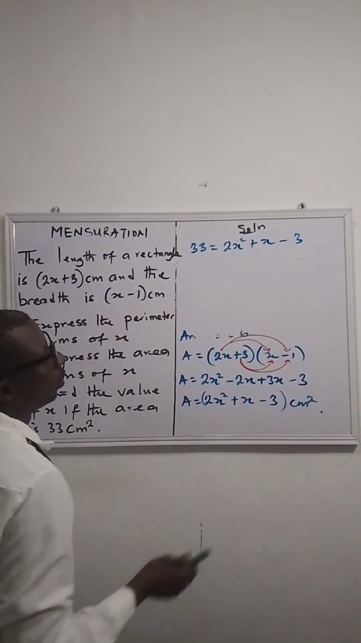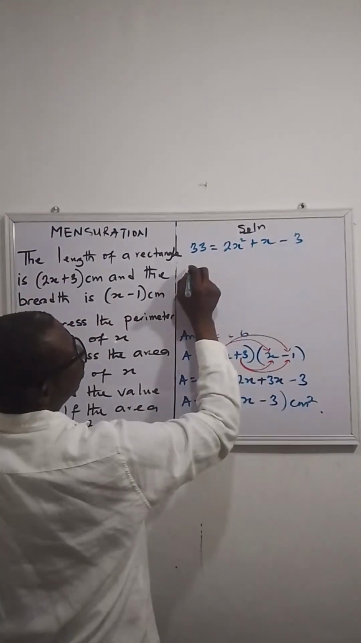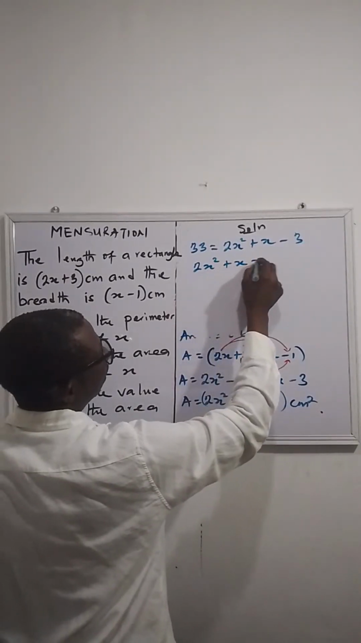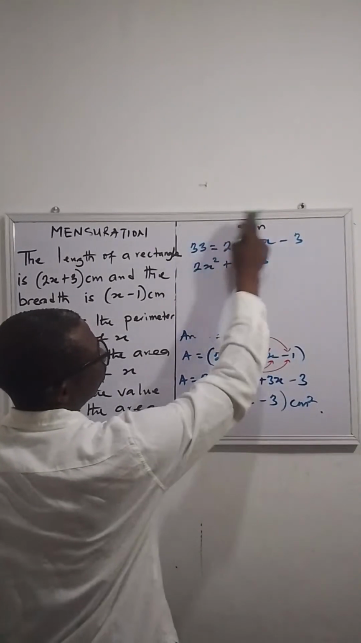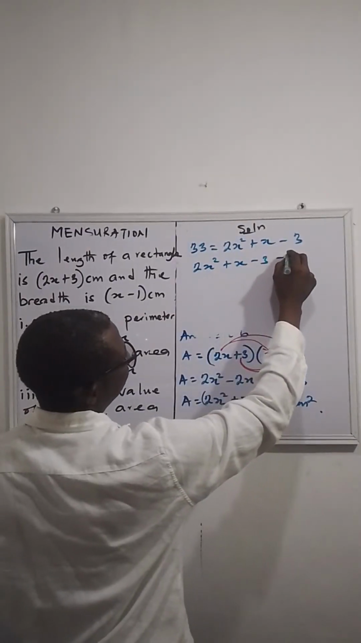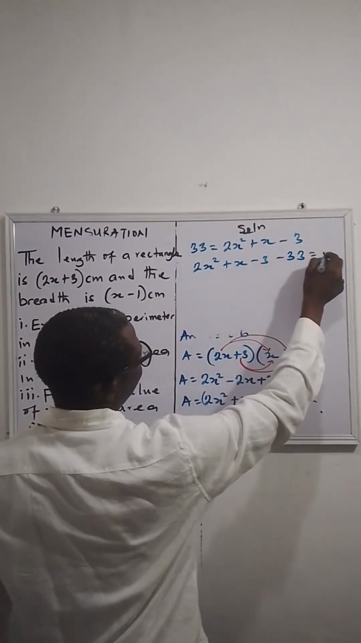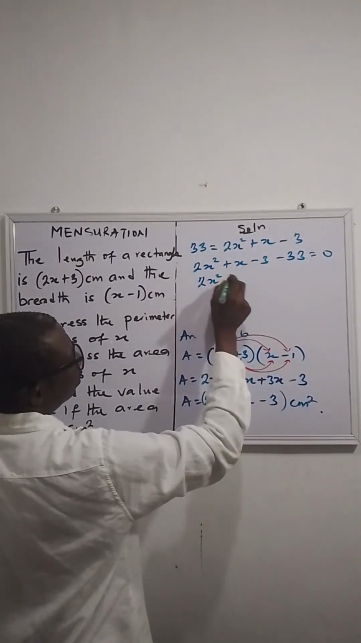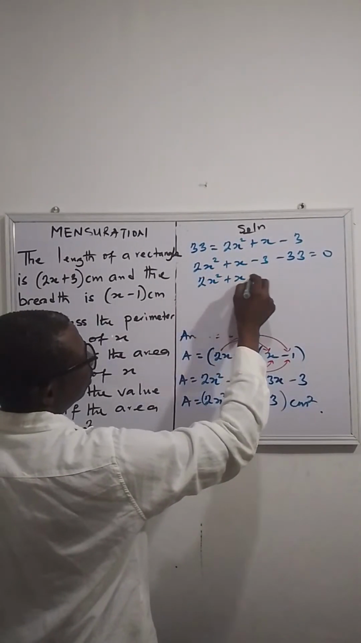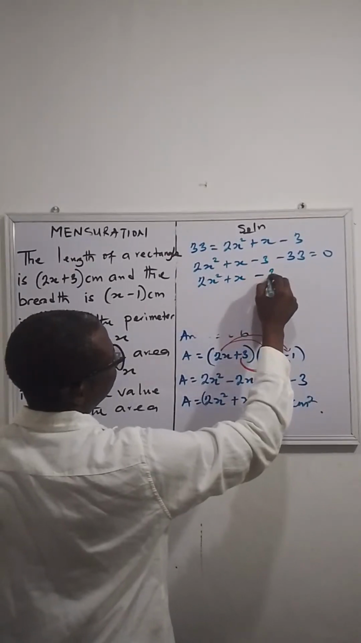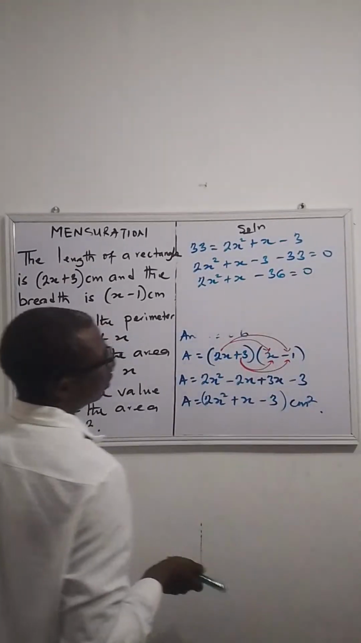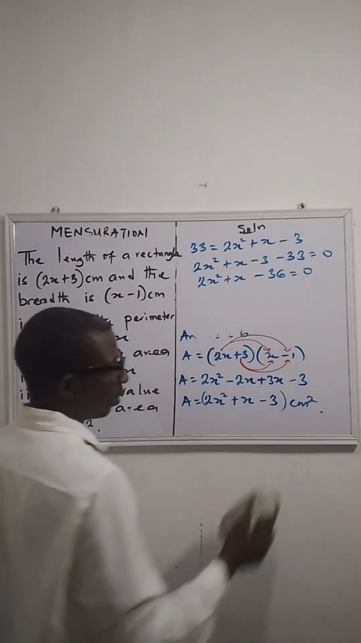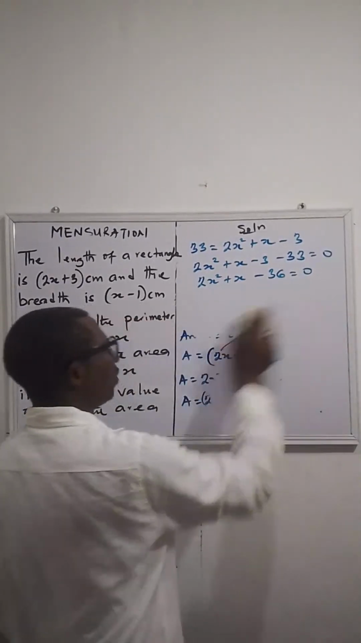Okay, so now this is the same thing as 2x squared plus x minus 3. So this one, when it comes here, becomes negative 33. Now equals 0. So we can write 2x squared plus x minus 36 equals 0. So now you can see we have a quadratic equation. We are quite familiar with that.